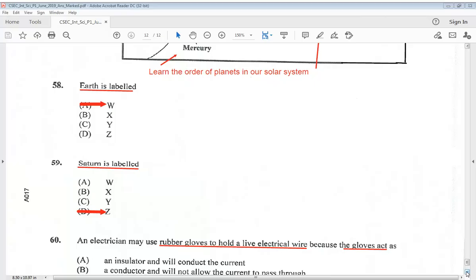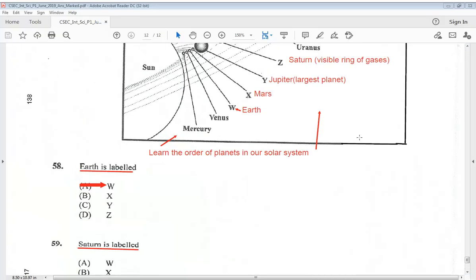So we see the order in which the planets are in our solar system. 59 says Saturn is labeled, so we already discovered that, based on what we said, it is at Z.